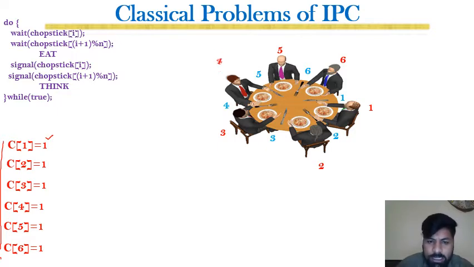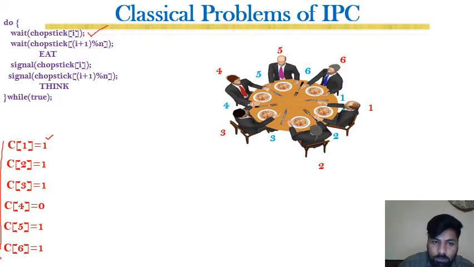Now suppose at this moment P4, our philosopher number 4, wants to eat. Then it must issue a call on what? Chopstick number 4. On this semaphore it will issue a wait, and it will change it to 0, right? Another call will be made after that, because it was the fourth philosopher, so it occupied the fourth chopstick.